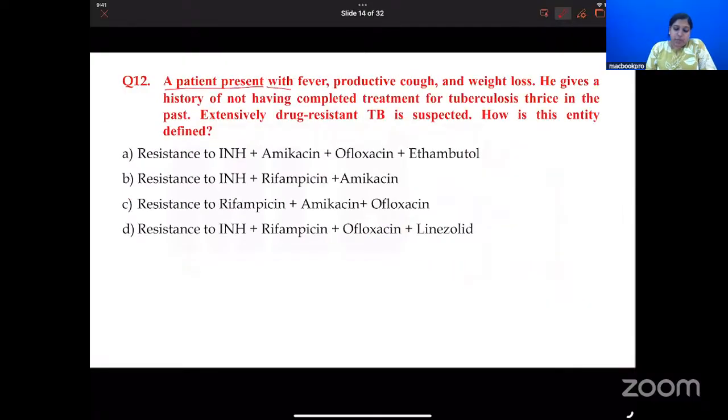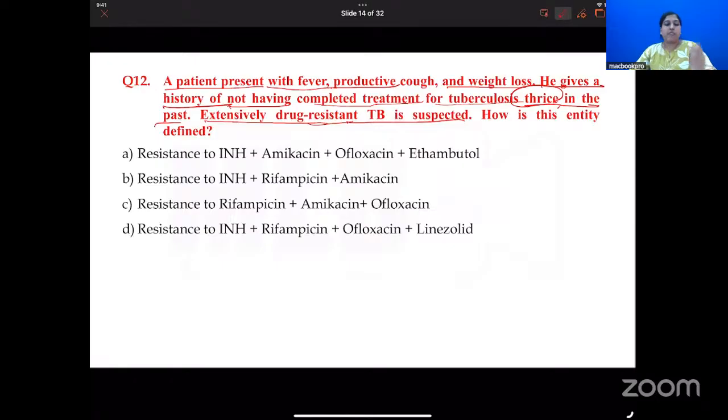A patient presents with fever, productive cough, and weight loss. He gives a history of not having completed treatment for tuberculosis thrice. So he is a reactivation case or a resistant case. To be very specific, we can tell he is a resistant case. Extensively drug-resistant TB is suspected, and they have given the diagnosis of extensively drug-resistant TB.